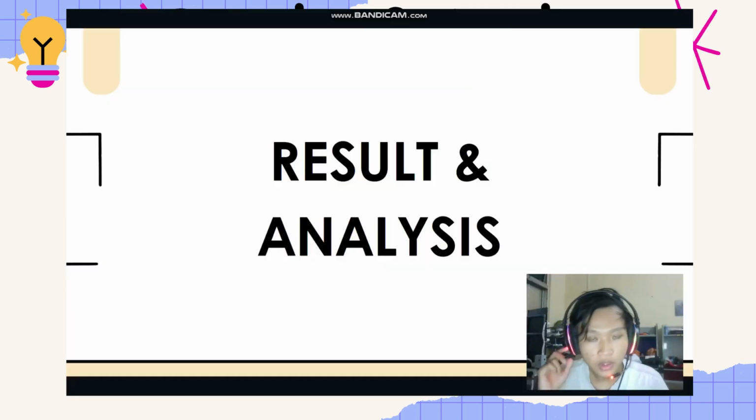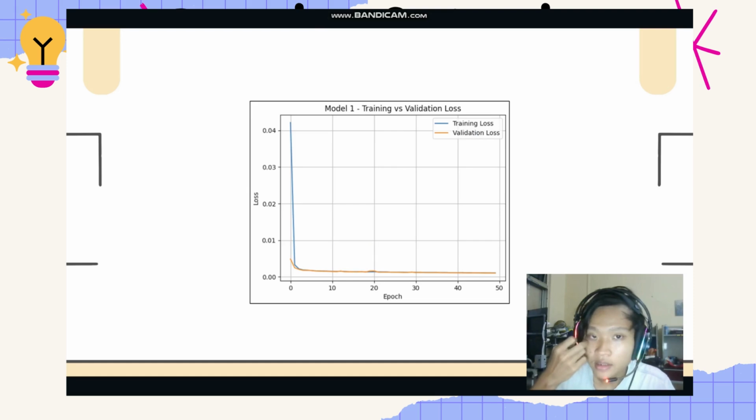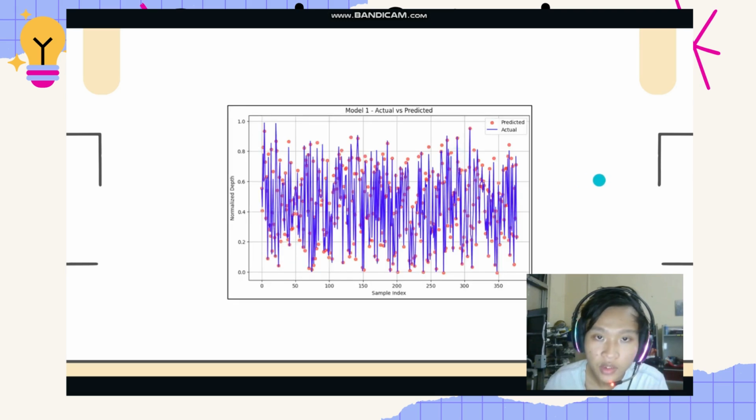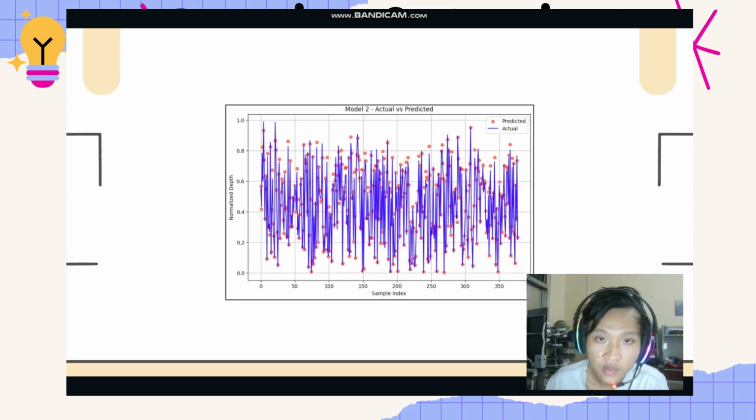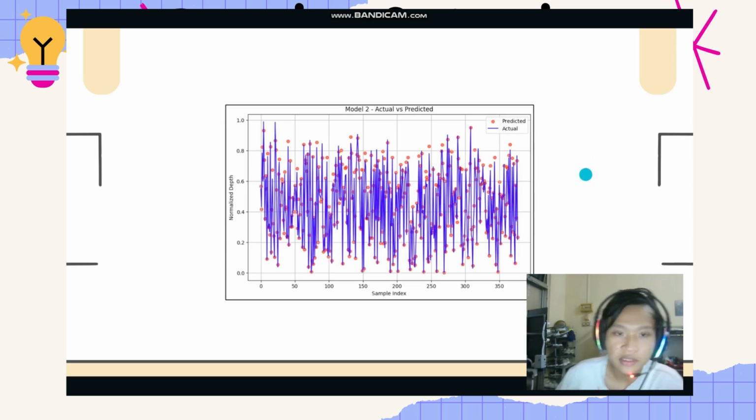Assalamualaikum warahmatullahi wabarakatuh. Today, I will explain about the result analysis for our group. This is the graph of training versus validation loss for model 1. And this is model 1 for the actual versus predicted. And next is model 2, training versus validation loss. And this is model 2 for the actual and predicted.